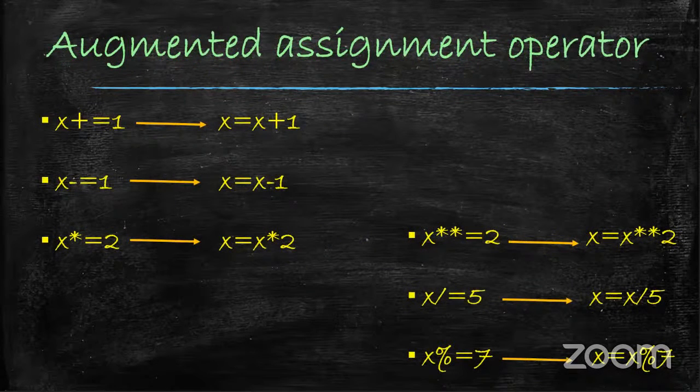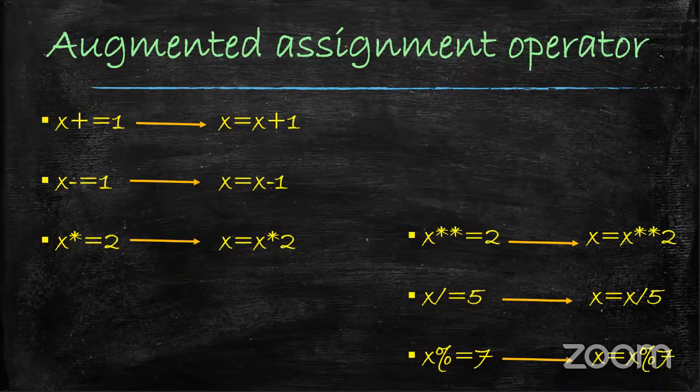Now similarly, we have different types of augmented assignment operators. Just like +=, we have -=, which is equivalent to x = x - 1. We also have x *= 2, which means x = x * 2. We can have x **= 2. Here the augmented operator is **=, which is equivalent to x = x ** 2. Similarly, we have x /= 5, and x %= 7. The mod-equal operator is similar to += or -=.